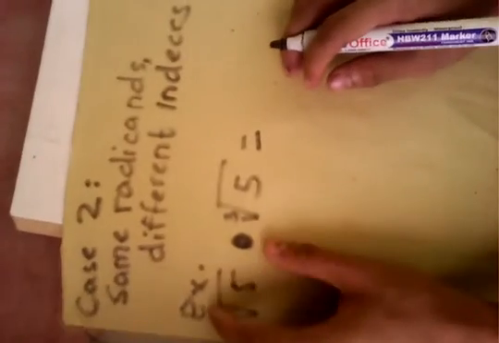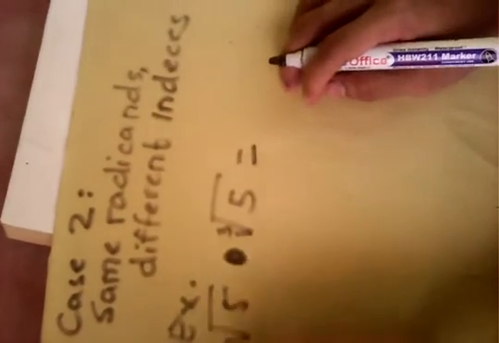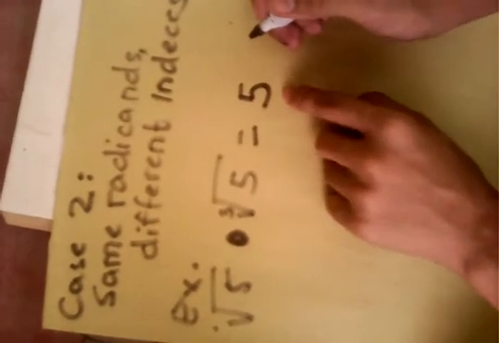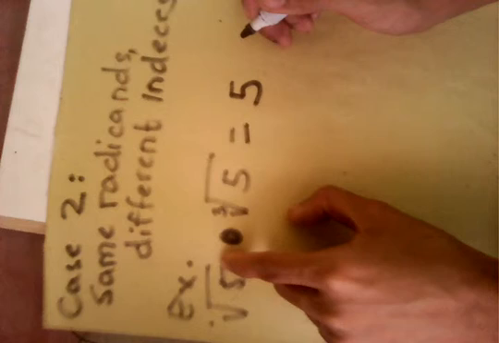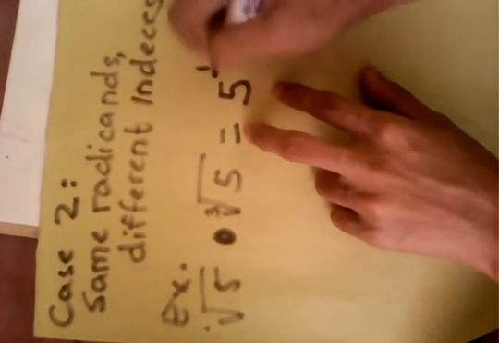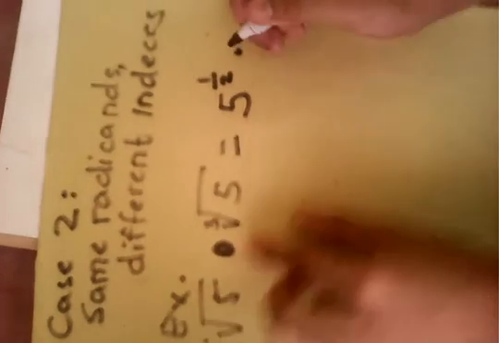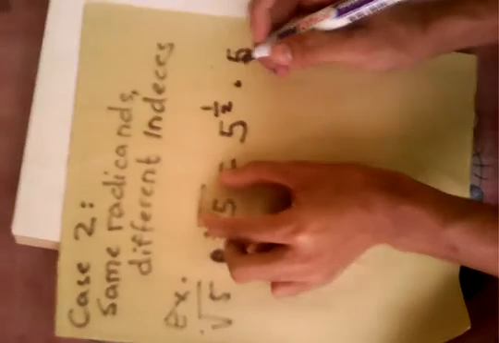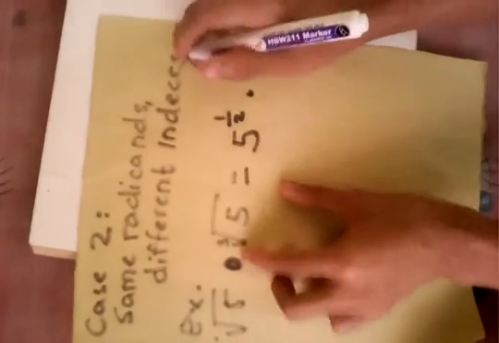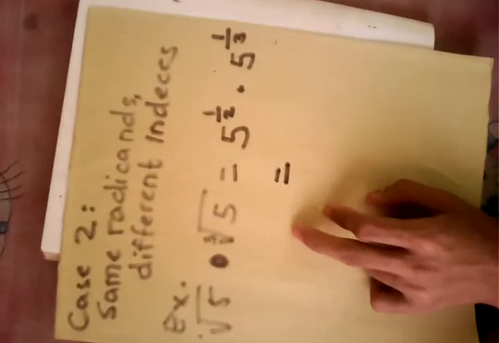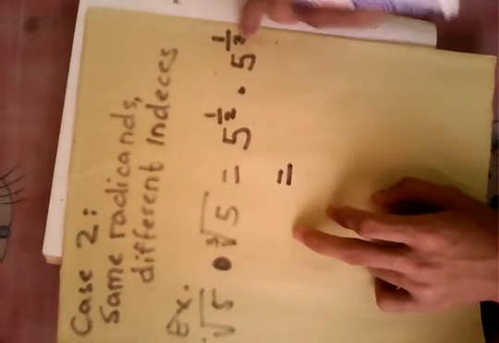By simply transforming each radical into an exponential form. So how? Copy the radicand 5. Then our exponent is 1, and 1 over the index, which is 2. So 1 over 2. Times our radicand, which is 5, our exponent is 1, and over the index, which is 3. So it's 5 raised to the power of 1/3.